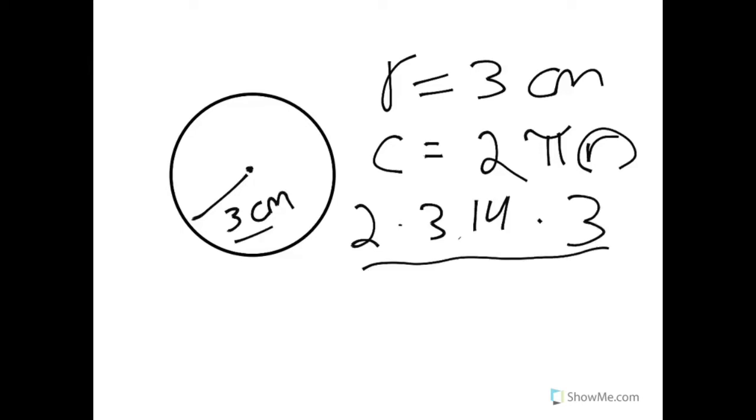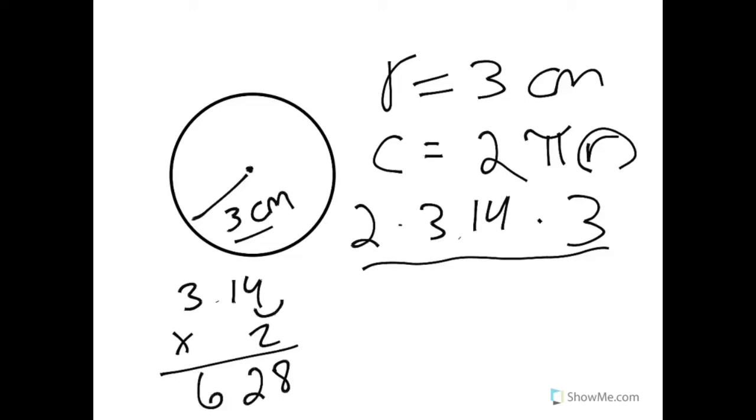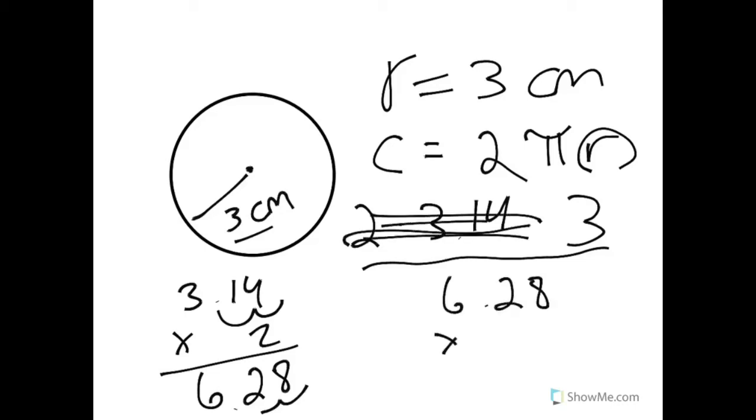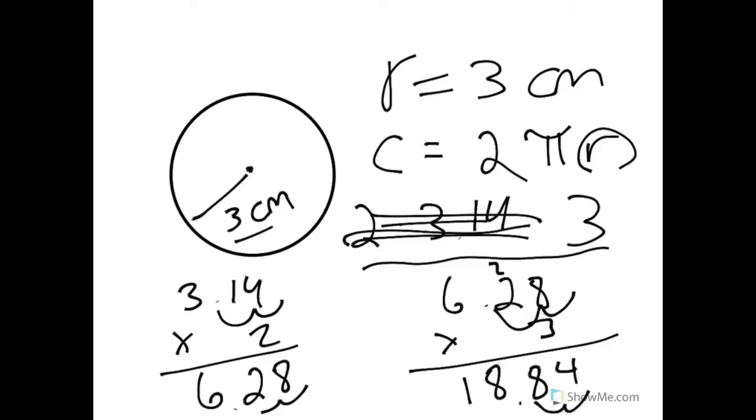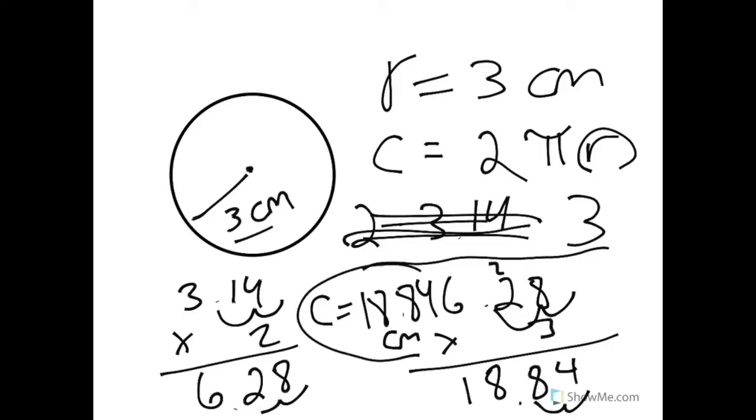It's all multiplication, so we'll just go all the way across. 3.14 times 2. 2 times 4 is 8. 2 times 1 is 2. 2 times 3 is 6. I've got 2 decimal moves, so I move it twice. So I have 6.28. I've done that part of the problem. Now I need to multiply by 3. 3 times 8 is 24. Drop the 4, carry the 2. 3 times 2 is 6, plus 2 is 8. 3 times 6 is 18. My decimal moves twice. So in this case, our circumference is 18.84 centimeters.